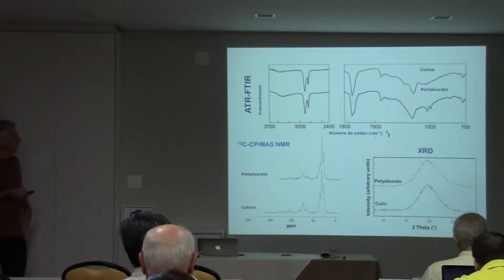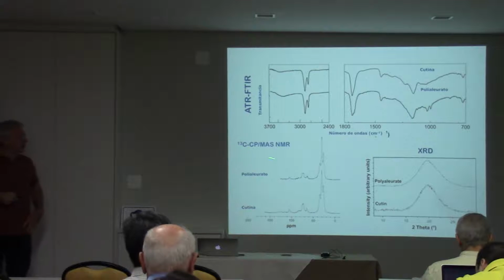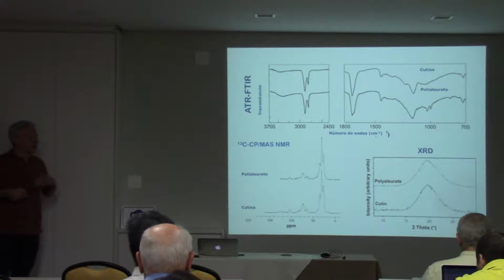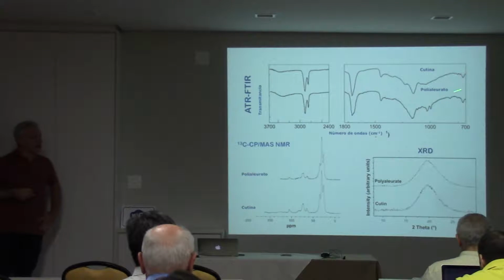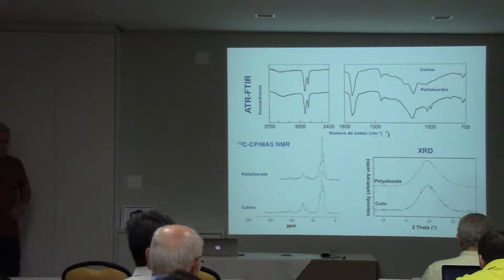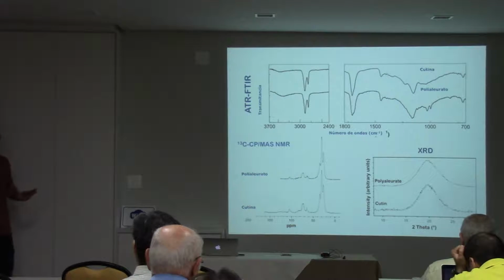And the chemical comparison between the different properties, chemical and mechanical properties of the natural lutein and the polyaurate are very similar.